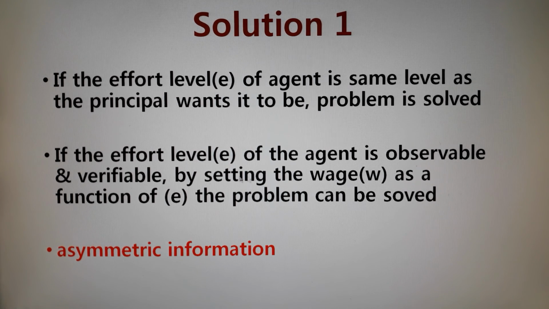So, if the effort level of the agent is observable and verifiable, then by setting the wage as a function of effort, if you're a mom, you can beat up your son for not studying very hard. But what if you are the owner of a company and you have workers who don't work very hard? If you can see their effort level, what you can do is have a contract. I can see your effort. If your effort is low, I'm not going to pay anything for that month. So your salary would be 0.